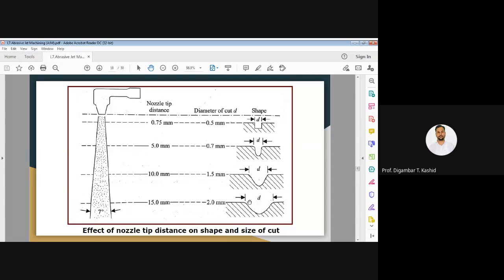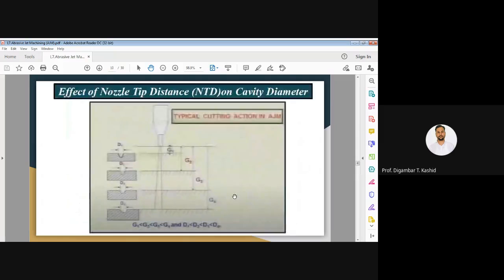But remember, if you keep increasing your nozzle tip distance, then after a certain limit you will lose the kinetic energy of your abrasive jet. And if you lose your kinetic energy, then the depth of cut will decrease, but the diameter will keep increasing. So this was about the effect of nozzle tip distance on cavity diameter.